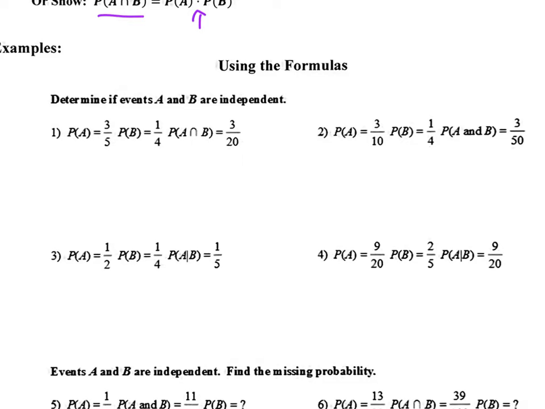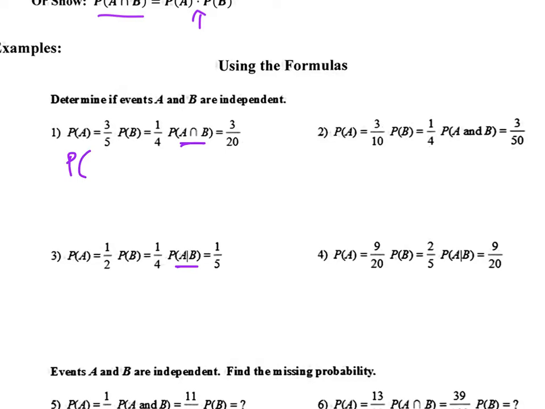Okay, so determine if the events are independent. So we pick one or the other of those ways to prove depending on what they give you. So in this case, we're given an and. So it really just makes sense that we would use the one that has an and. This one down here has a given, so we'd use the one that has a given. And that's really it. That's the criteria.